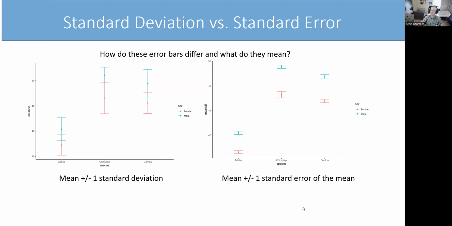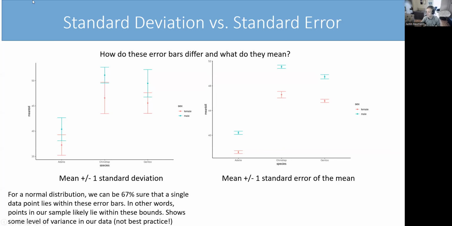Okay, again, to reiterate, for a normal distribution, we can be 67% sure that a single data point lies within these error bars, one standard deviation or one standard deviation of the mean. We read it like this. I can be 67% sure that any data point in my population of biologically male penguins of the Adelie species lies within this error bar.